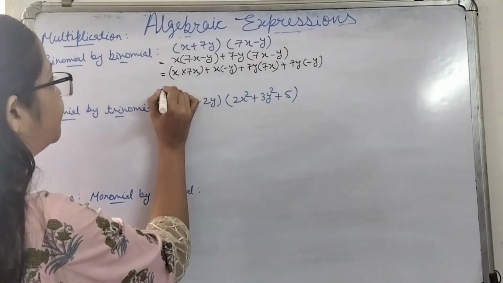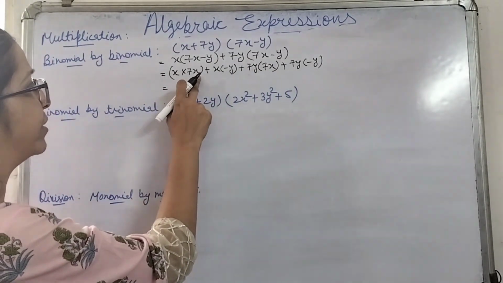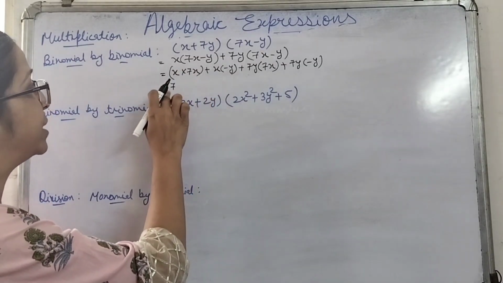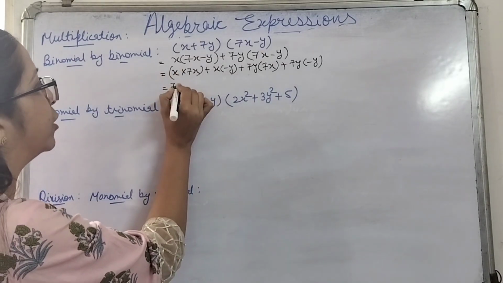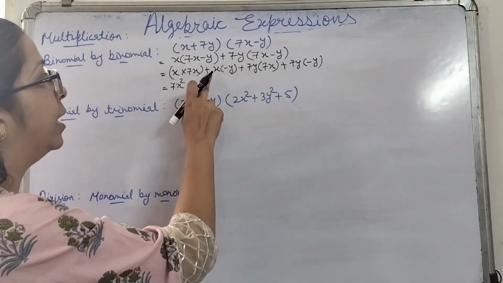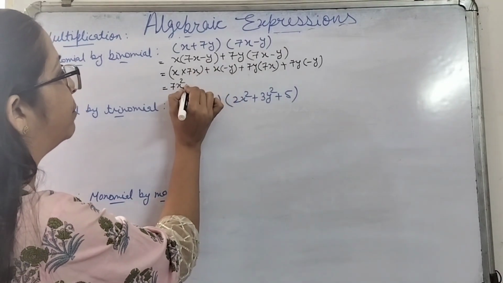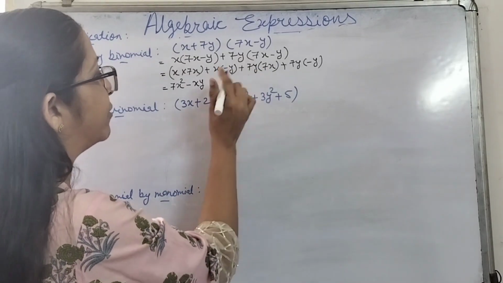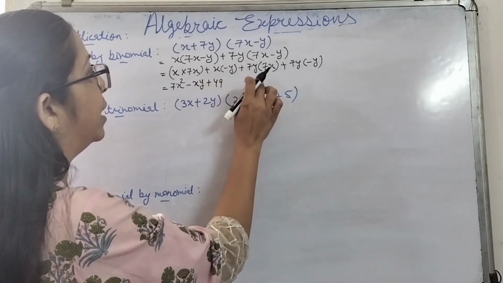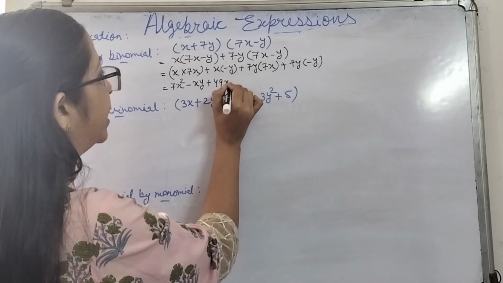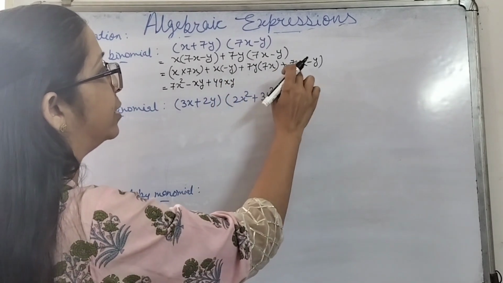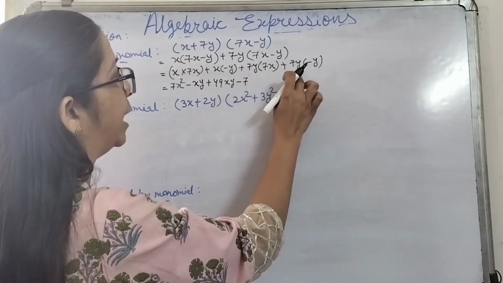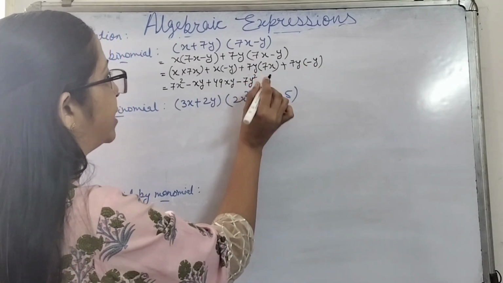Now what will come? x multiplied by 7x: the numeral coefficient will be 7, and x multiplied by x will be x square. x multiplied by minus y will be minus of xy. 7 multiplied by 7 will be 49, and x multiplied by y will be xy. Now here plus multiplied by minus will be minus. Numeral coefficient will be 7, and y multiplied by y will be y square.